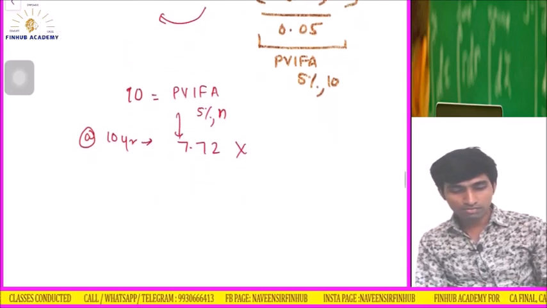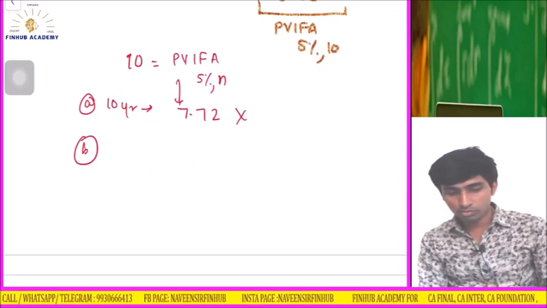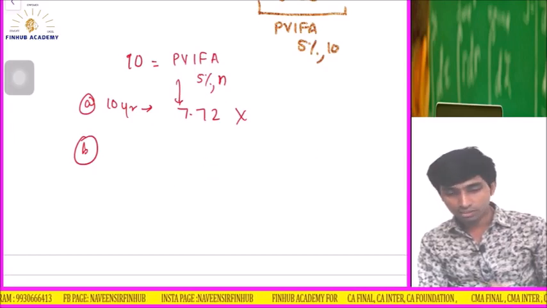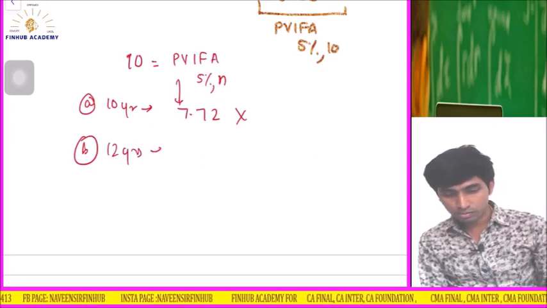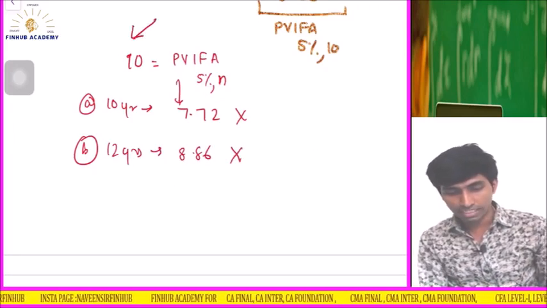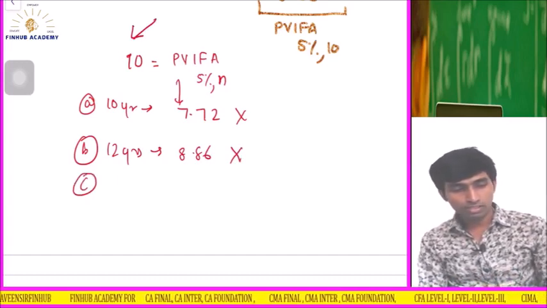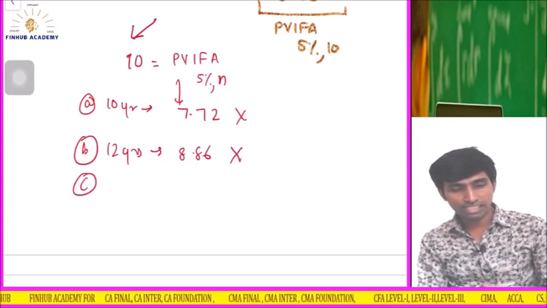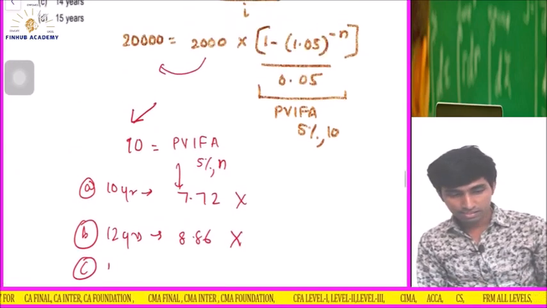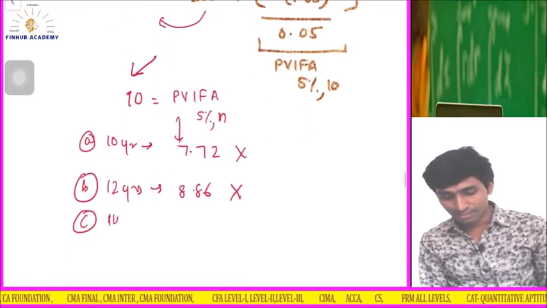Next option is 12. 1.05 divide, 1, 2, 3, 4, 5, 6, 7, 8, 9, 10, 11, 12. The second option was 12 years. I'll press GT, so it is 8.86. So this is not the answer because I want 10. Next, 1.05 divide. The answer is what? 14 years, or 15 years.